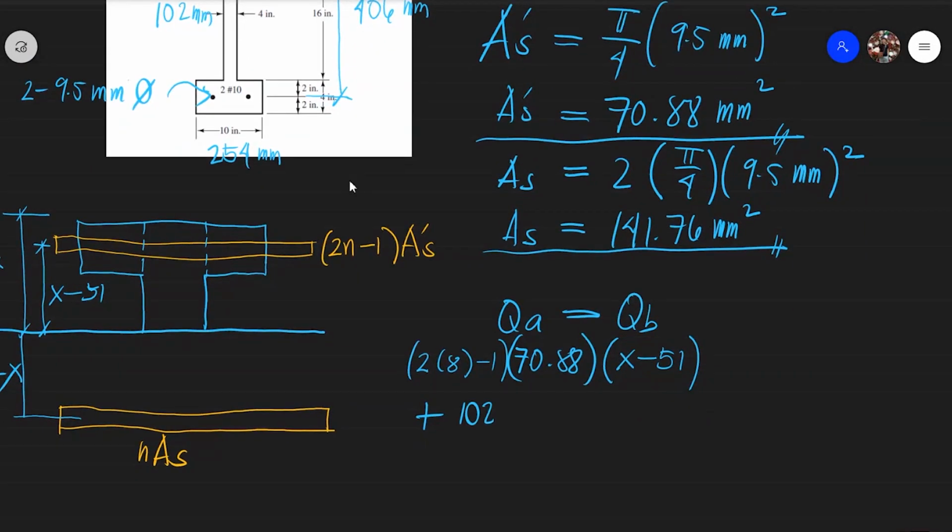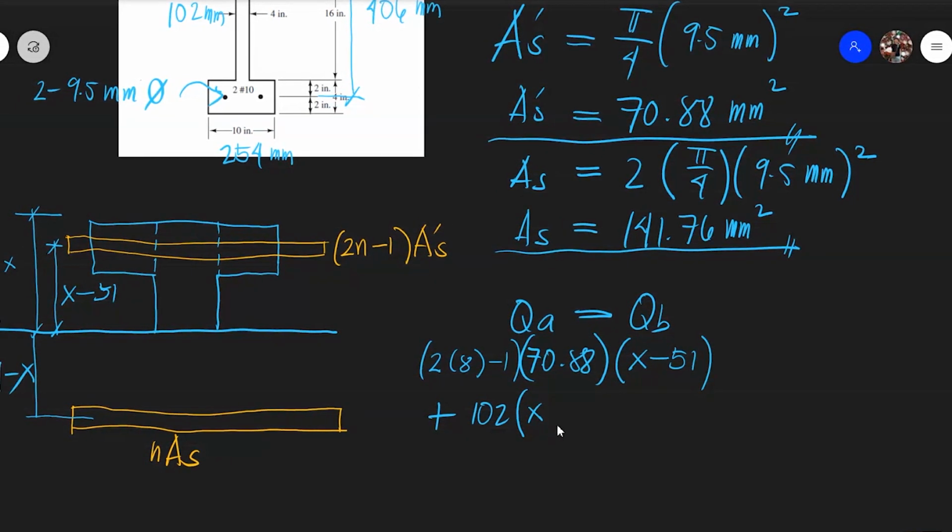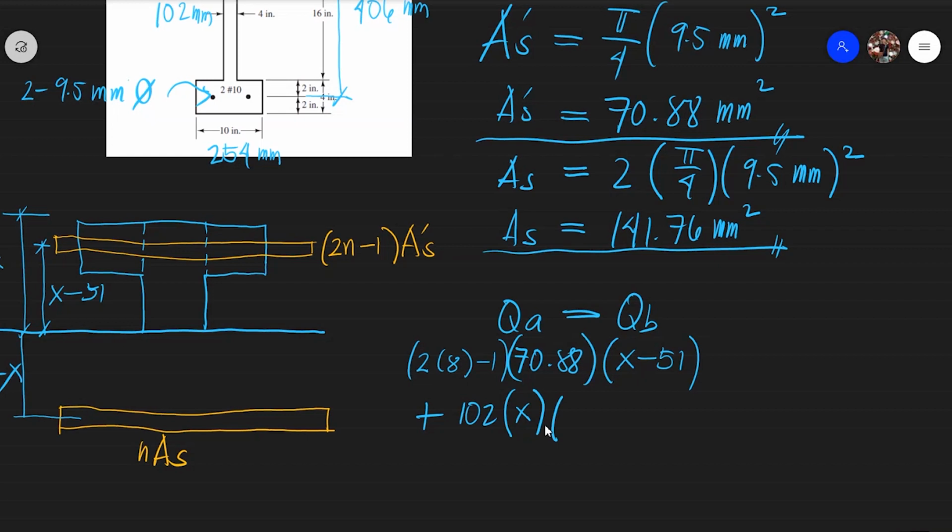102 multiplied by x. Here is 102, and the height of this is x. So that's the area, times the distance from the centroid to the neutral axis, that is x over 2.